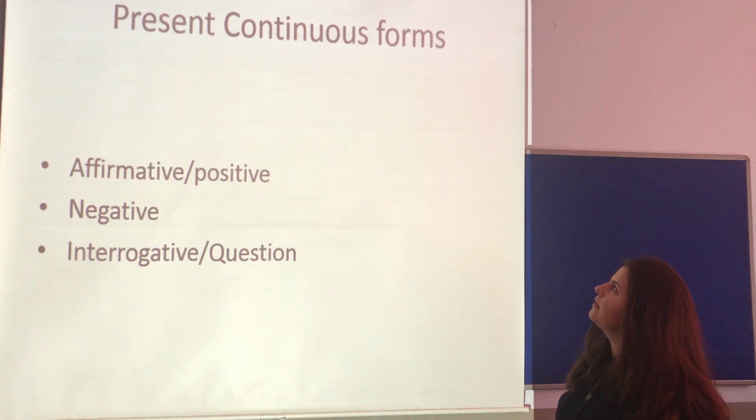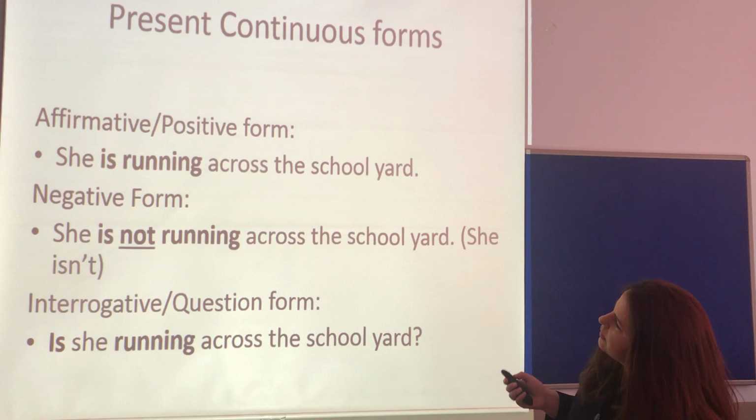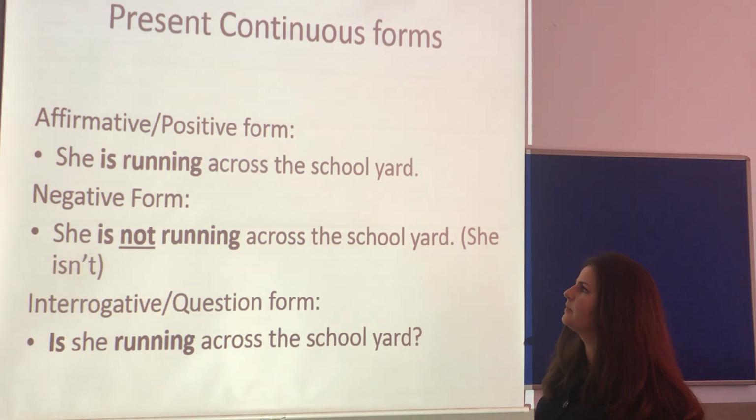Present continuous tense has 3 forms. They are affirmative or positive, negative, and interrogative or question form. So we can see that we have 3 examples for each form.